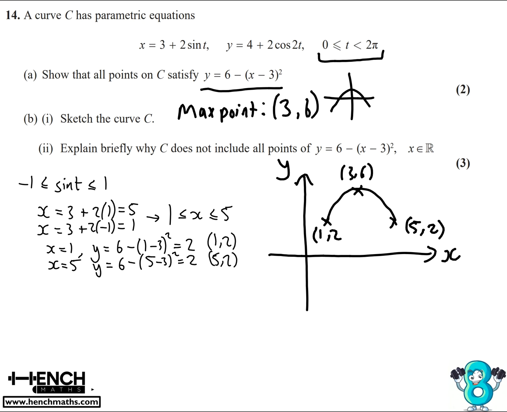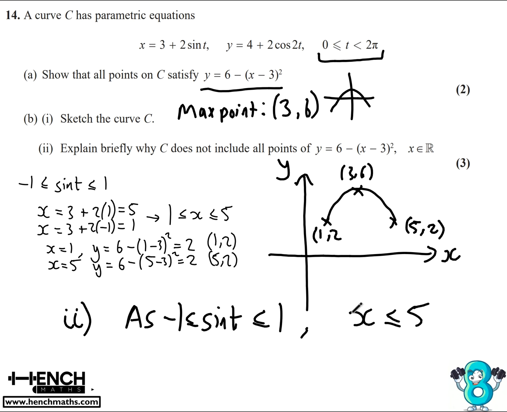So for part II, we just need to explain what we kind of already have. As sin t is going to be between 1 and negative 1, x will therefore be between 1 and 5. We have a restricted domain, you could say.